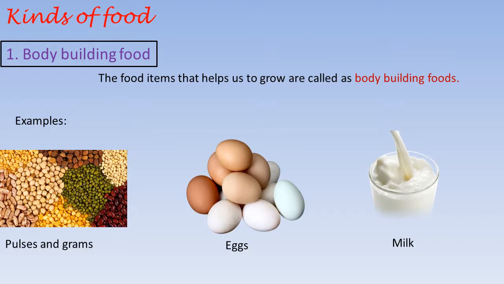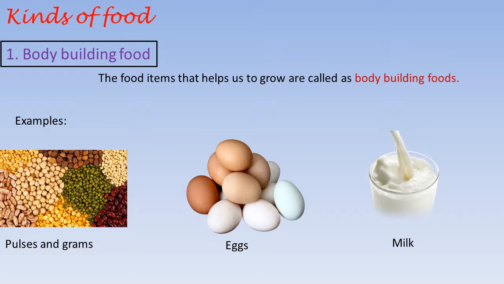Now let us discuss kinds of food. There are various types of food. Kinds of food means types of food. So we are dividing the foods into different categories. Very first is bodybuilding food. If you want to have a good body, good health, then you need to eat bodybuilding food. The food items that help us to grow are called bodybuilding food.